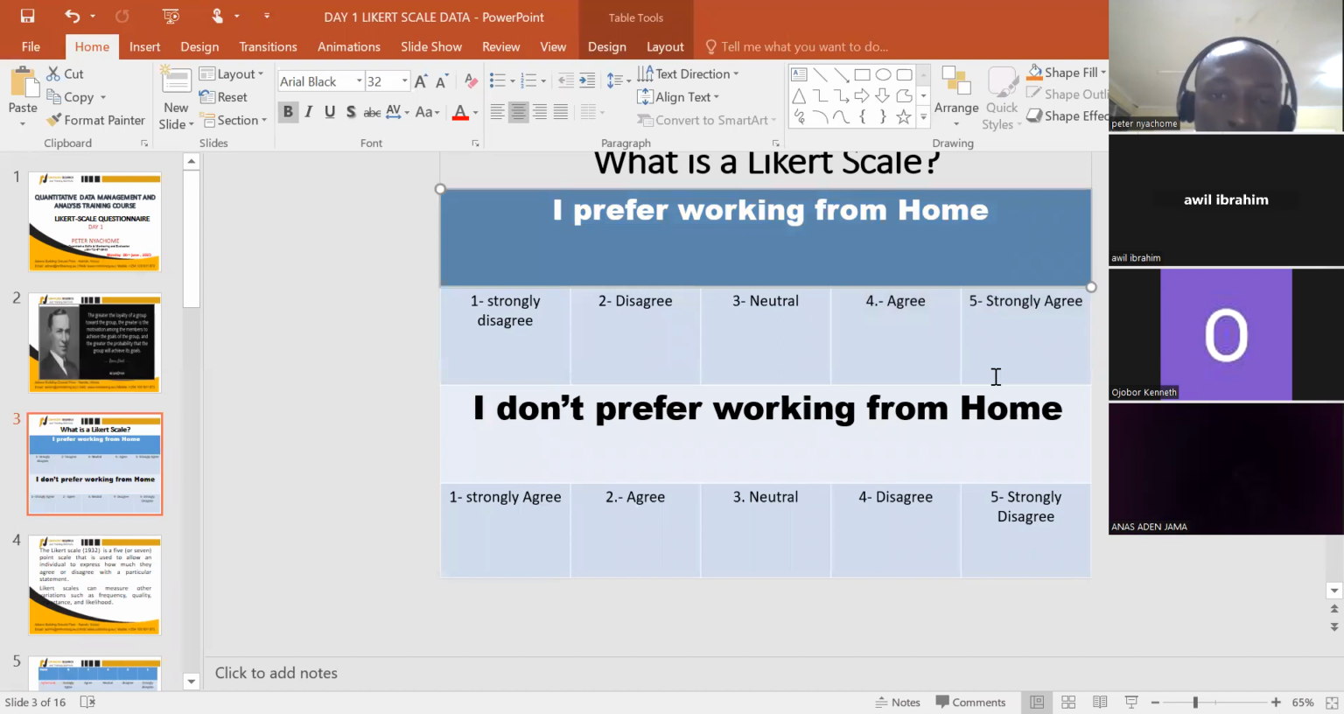But if we have negatively worded questions in our questionnaire in form of a Likert scale, then we reverse it. Look at what is now happening. This is a negatively worded question: I don't prefer working from home. 1 now is going to be given to strongly agree, while 5 now is going to be given to strongly disagree. Take note of that, especially when you are going to frame your questions. Okay, one may ask me, where do you get these questions that we put in the Likert scale? These are components of our indicators in our conceptual framework.